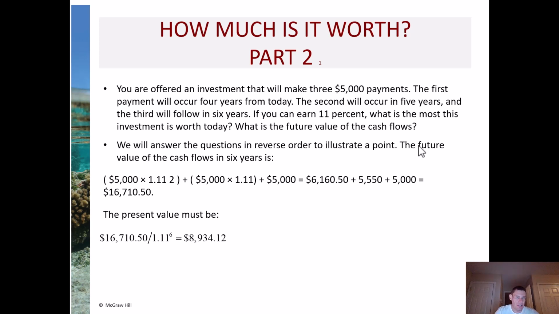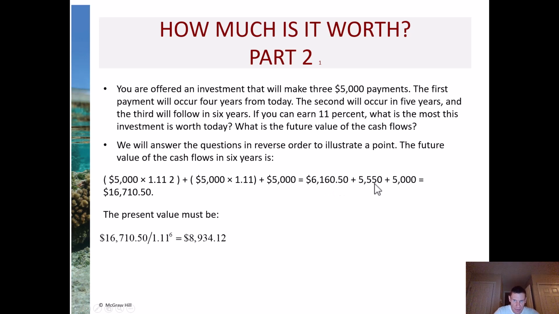So the future value of the cash flows in 6 years is, remember we've got three $5,000 payments. You see the 5,000 here, and the 5,000 there, plus the last 5,000. There's no compounding on that last one because it's at the very end; there's no time for it to earn any interest. So 5,000 times 1.11^2 and then 1.11. If we add those together, we get 6,160.50.